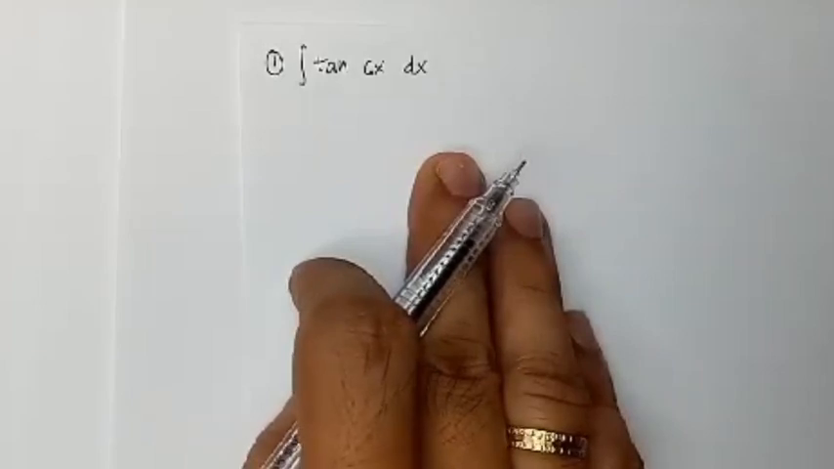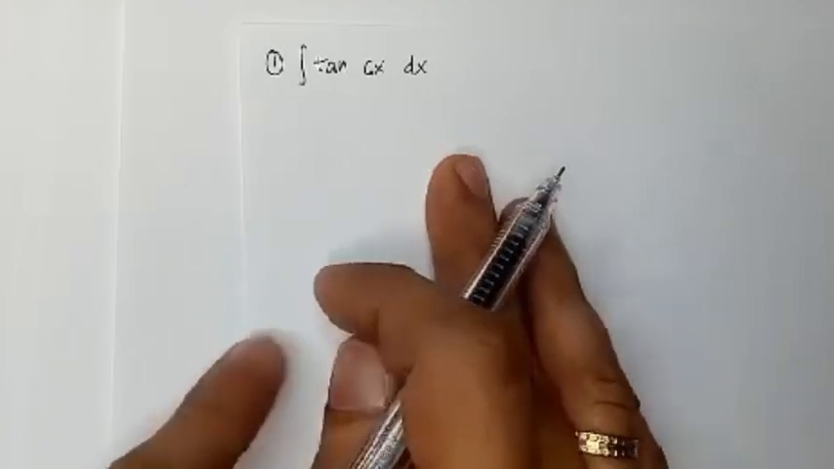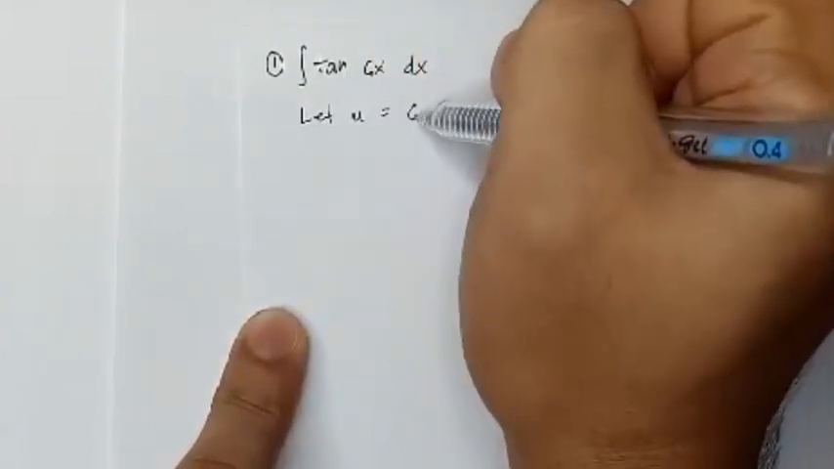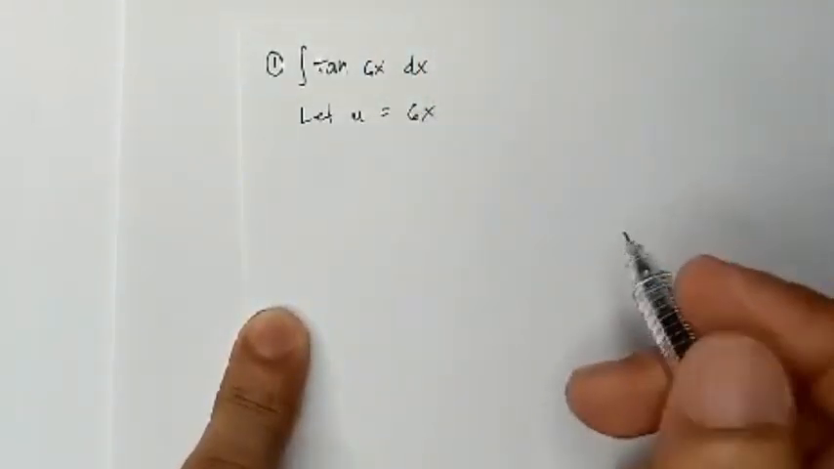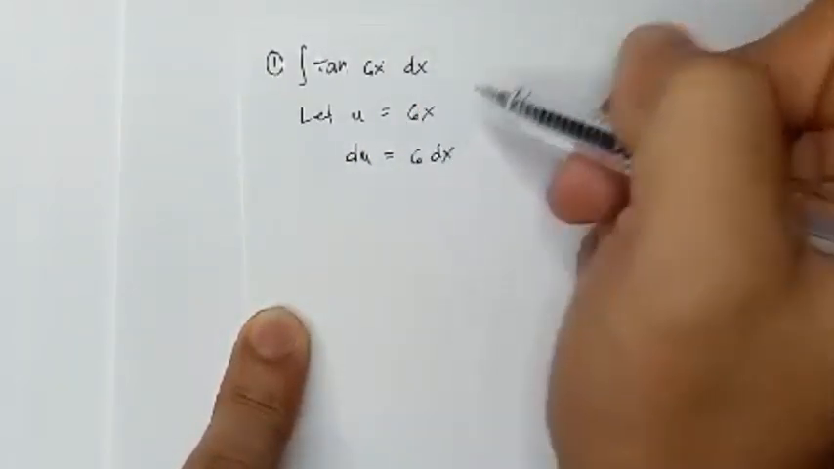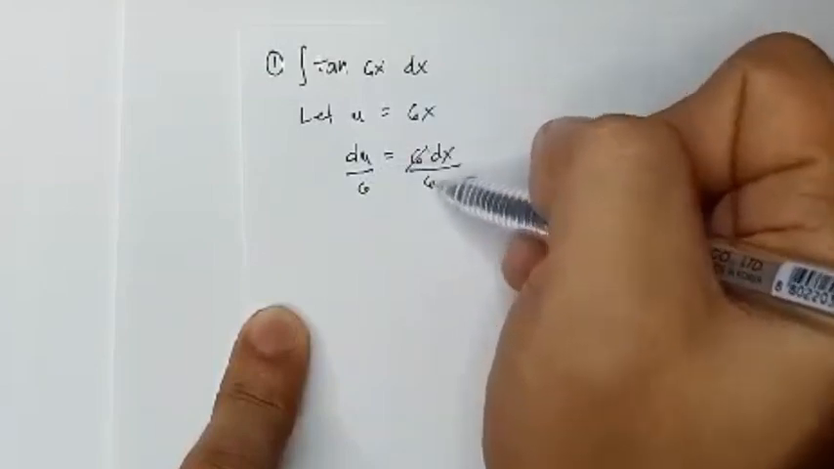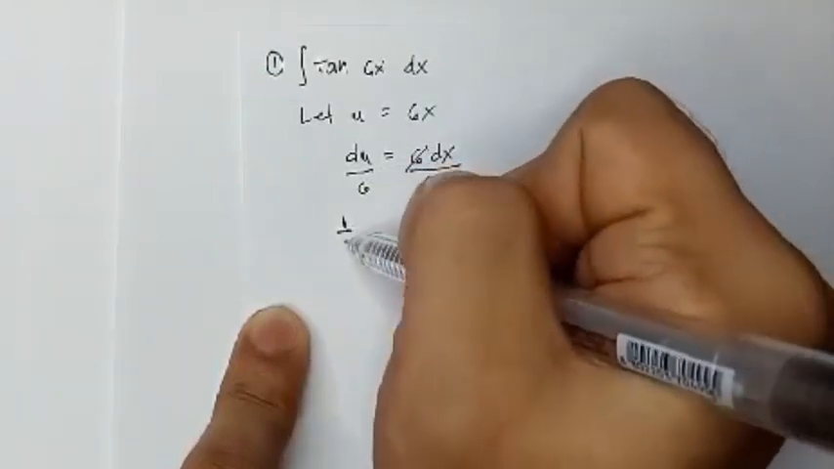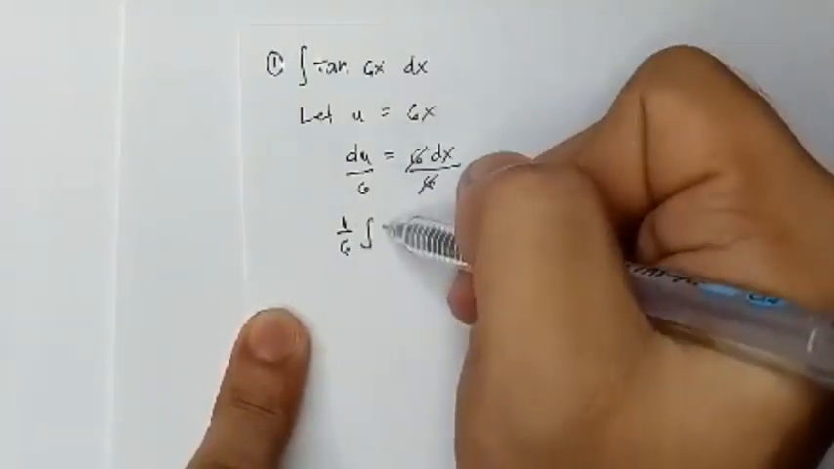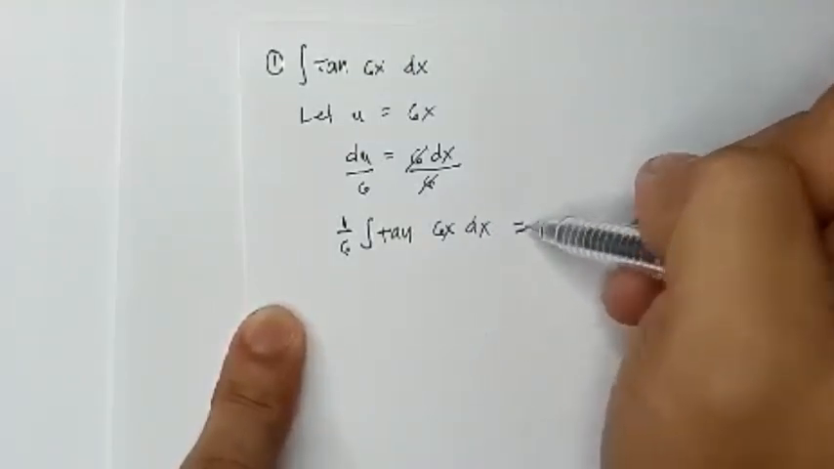Now, what if we are going to have an example? Our example here is the indefinite integral of tangent 6x dx. So again, our first step is to let u equals 6x. Then we get its derivative. So we come up now with du equals 6 dx. We divide both sides by 6. So we come up therefore with an integrating factor of 1 over 6. So we come up with 1 over 6 indefinite integral of tangent 6x dx equals.